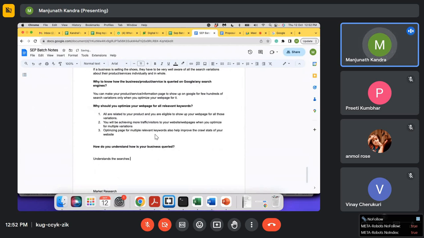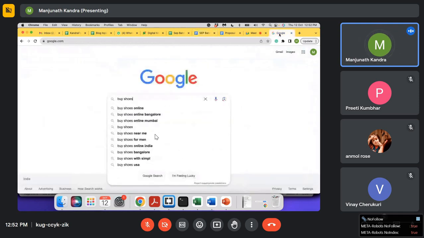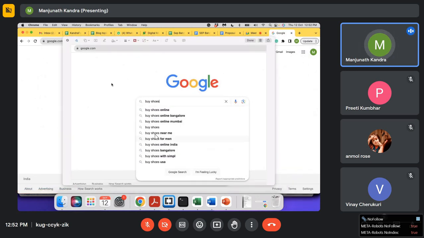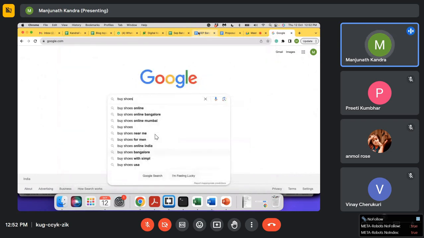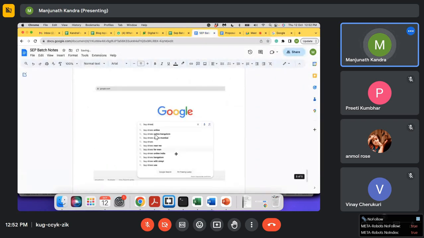Understand the search variations by autocomplete. Did you all get it? Google autocomplete. So how was it? Maybe we can take the screenshot of the same. Correct. So now you understand what Google autocomplete is, even after a month or two months when you go through this material, correct?